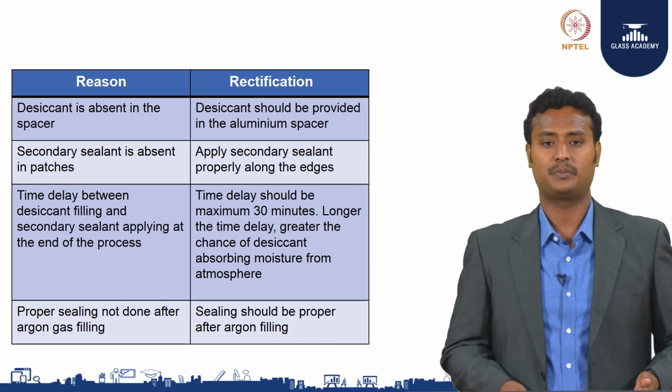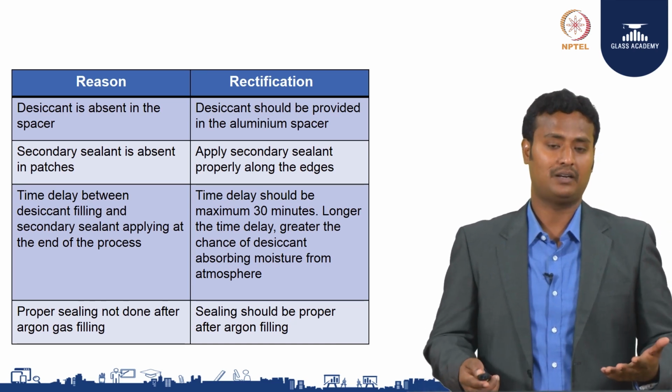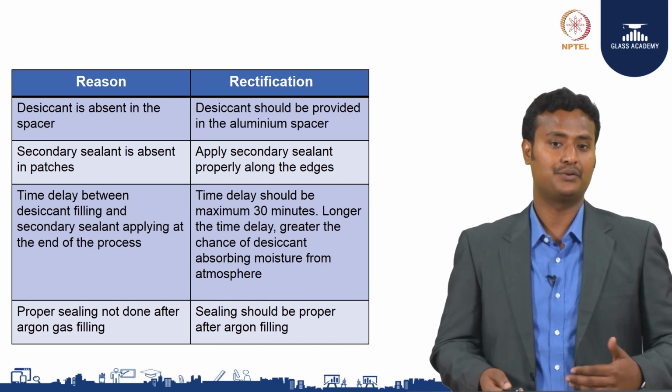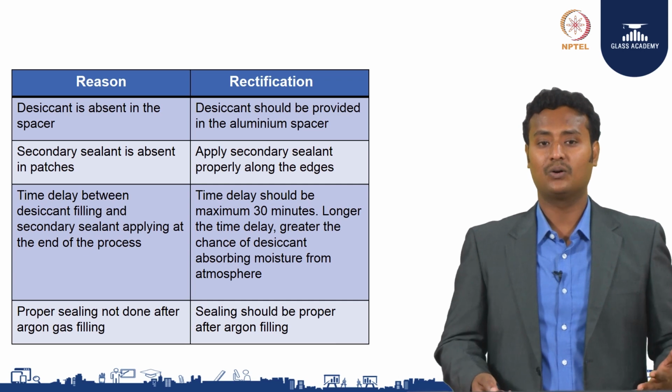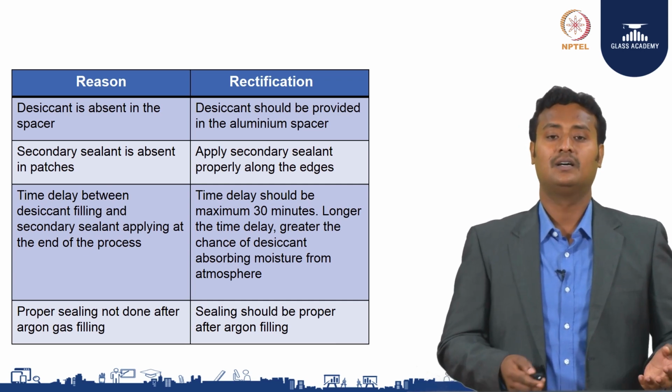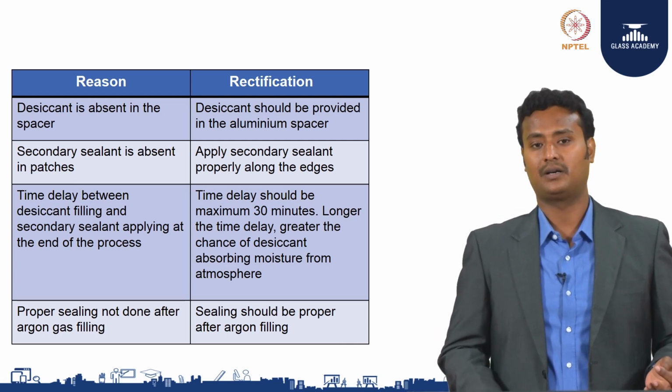Desiccant absent in the spacer: desiccant should be provided in the aluminum spacer. So we will have to keep in mind, if you are not able to use a desiccant, or if you send without the desiccant, it will be a problem. And secondary silicone is absent in patches. Apply it thoroughly, uniformly, in a continuous manner. There should not be any discontinuous application.